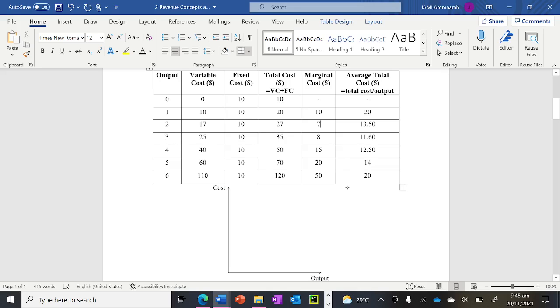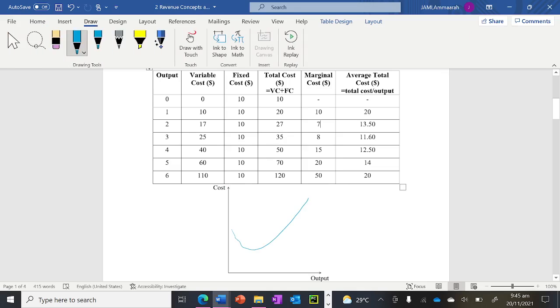I'm doing a basic graph, not to scale. So your marginal cost graph would basically look like a tick, something like that. That's what your marginal cost graph always looks like. This is your MC curve. It always looks something like a tick. It starts off decreasing, and then it just increases.